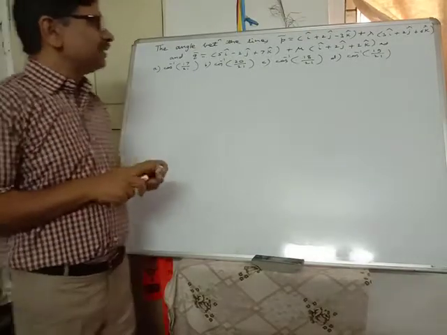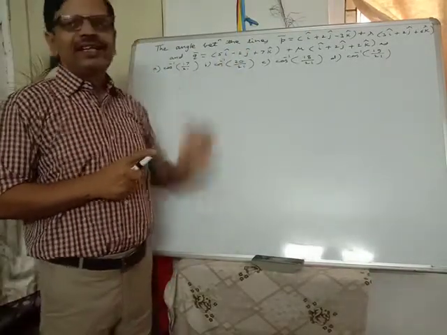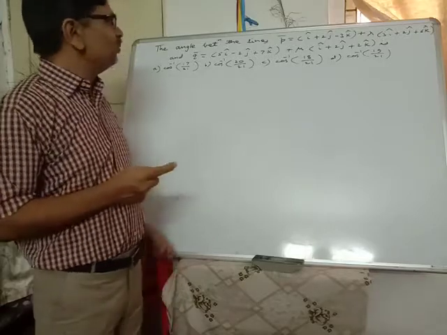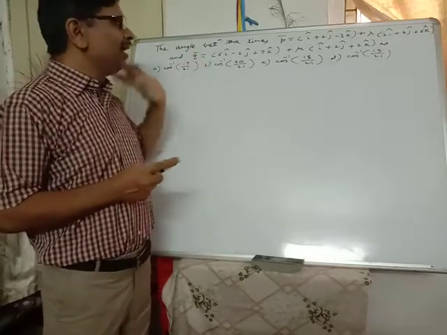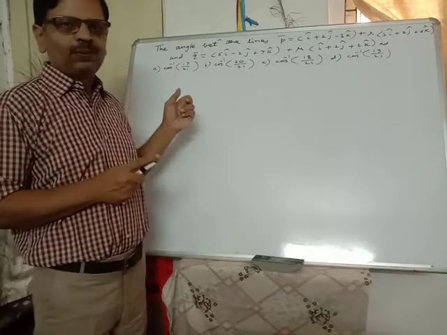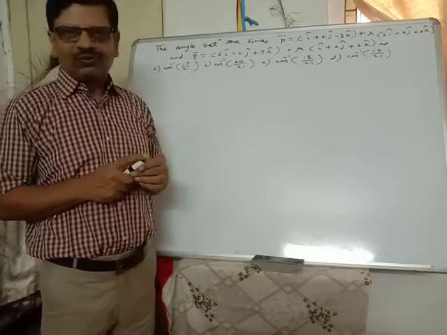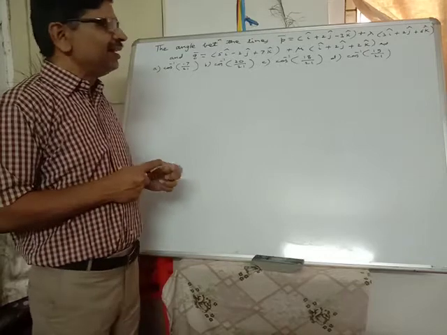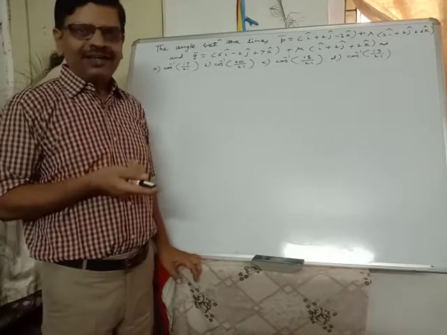Here equations of two lines are given in vector form and we have to find the angle between the lines. Observe the options. Each option is in terms of cos inverse. It means that it is not a standard angle.